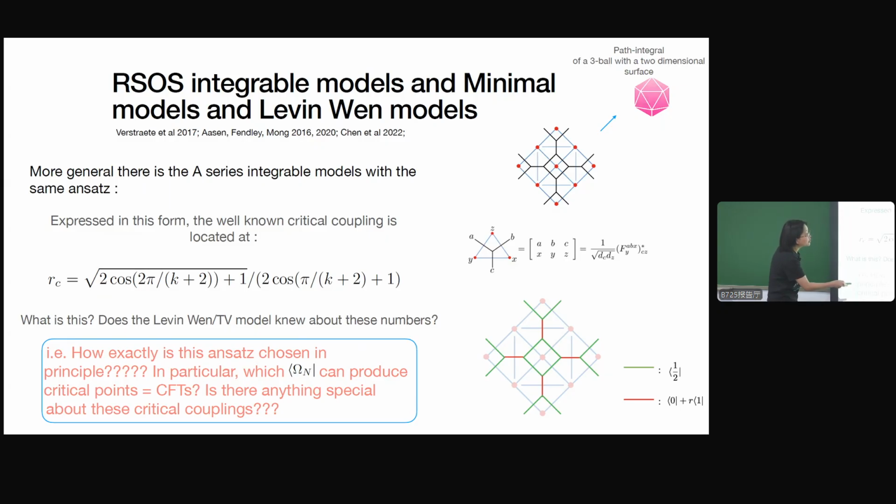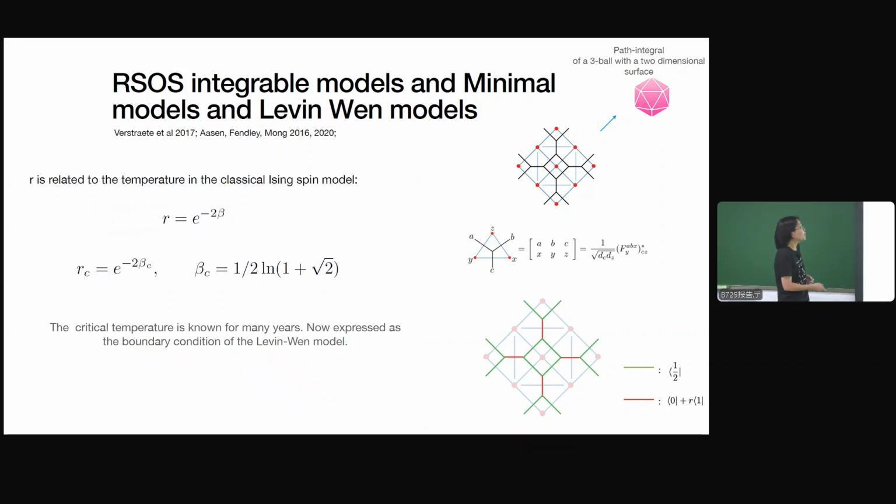that you can just do the same projection, except recall that we're interested in the phase transition point, right? If we're interested in the phase transition point, then we can ask at what value of this R does it correspond to the second order phase transition of the Ising model of this A-series model. And people have found the critical temperature of the Ising model is known, and you can translate it to these boundary conditions.